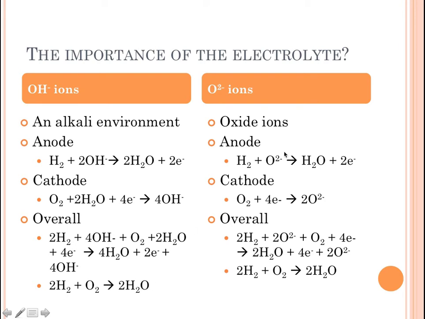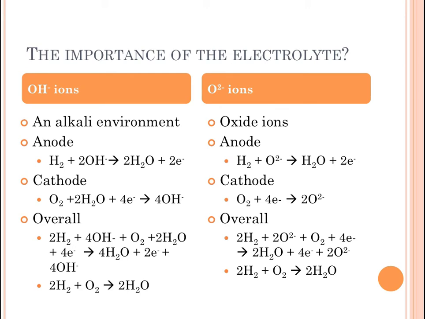If we had oxide ions in the electrolyte, we would have those hydrogen ions reacting with the oxide ions to make water. And at our cathode, the oxygen is just combining with some electrons to make oxide ions. Okay? The overall equation, we'll combine it, we'll cancel down, the oxide ions cancel out, the electrons cancel out, and you end up with the same overall equation. And of course you do, because it's still hydrogen plus oxygen giving you water.